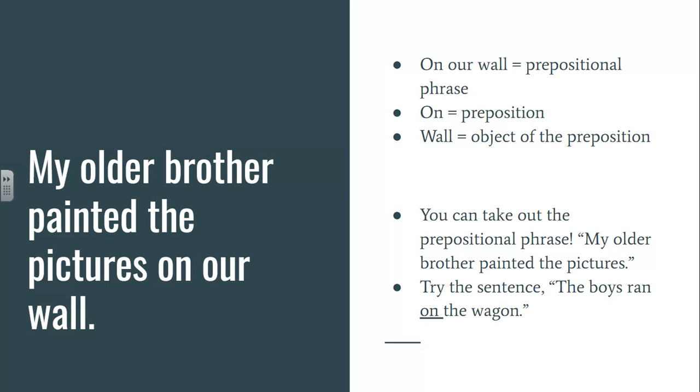Here's another example. My older brother painted the pictures on our wall. On our wall is the prepositional phrase. On is the preposition. Wall is the object of the preposition. And I can test this out because I could take out on our wall and it still makes sense. My older brother painted the pictures.